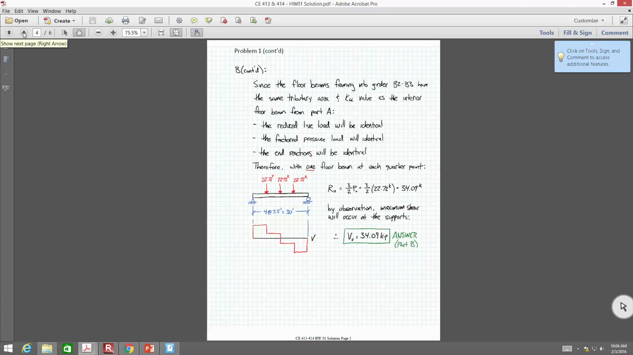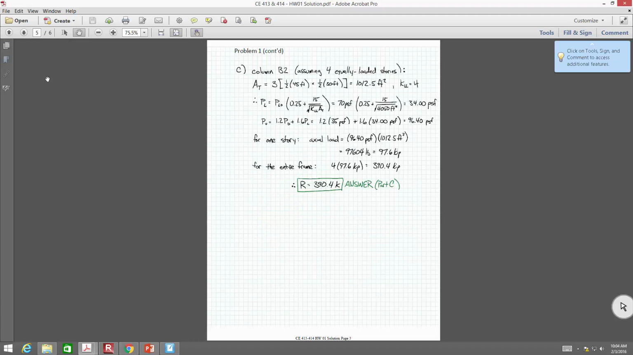Part C, you just need to calculate the area of the tributary section for that given column. Pretty straightforward. There's 3 bays, just half the spacing this way, half the spacing that way. There's a live load element factor for this of 4. Do your reduction, factor your loads. Just take the pressure load times the area to get the load for a single story, 4 stories, multiply it by 4. That gives you a base column reaction of about 390 kips. Everybody good?